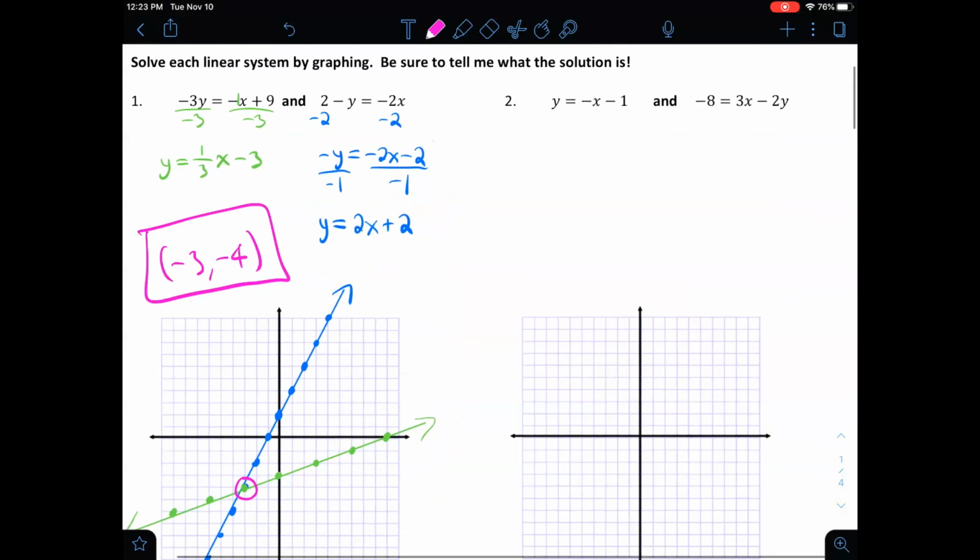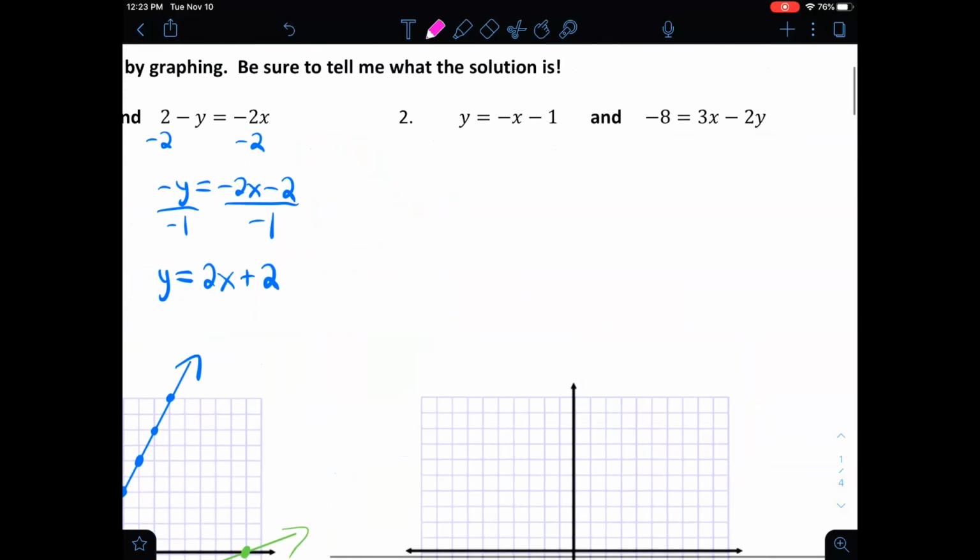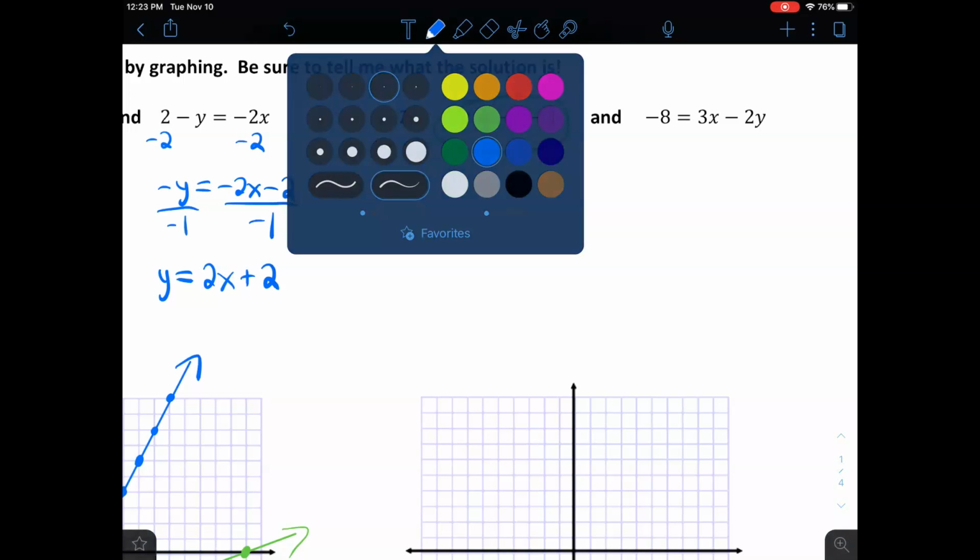Okay, number 2. Can't zoom over here really well. There we go. So the first equation is good. We have y equals negative x minus 1. That's y by itself, so that one's good. Let's solve for the other one now.